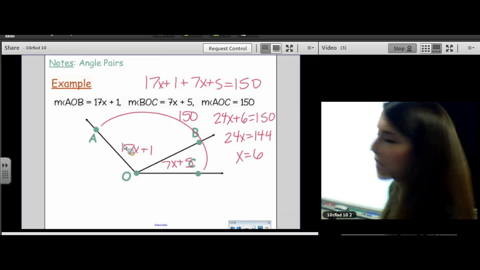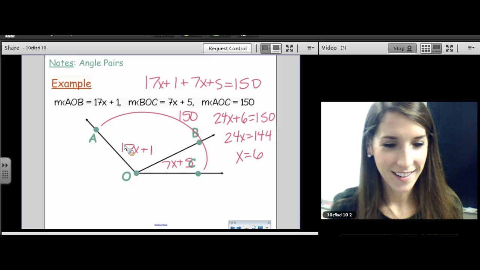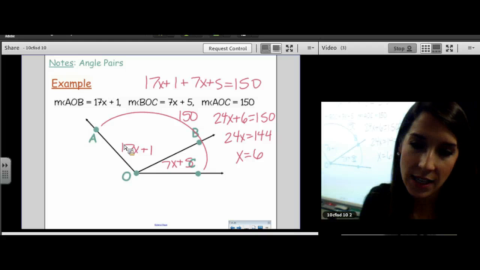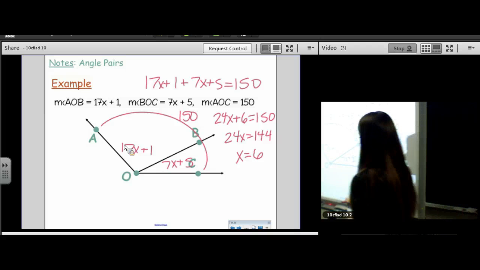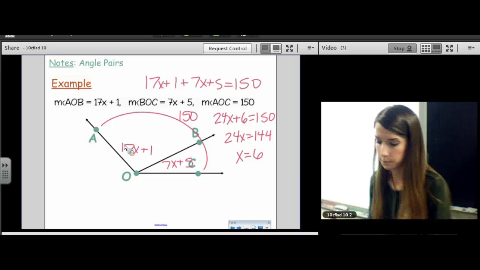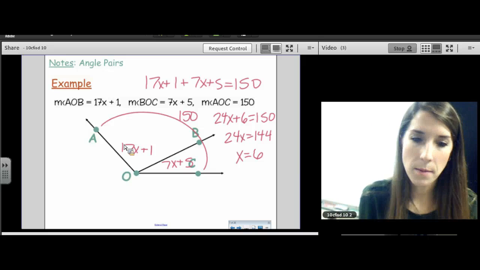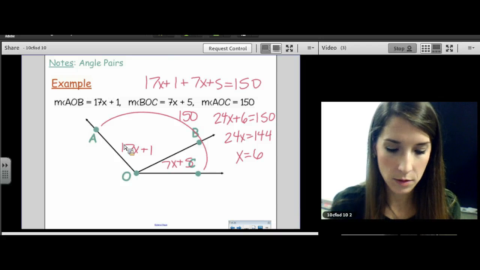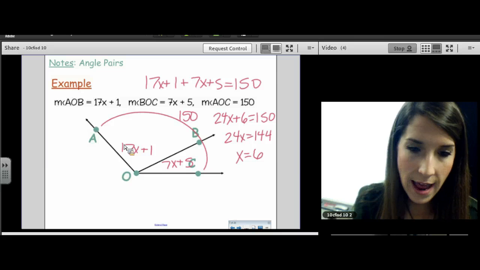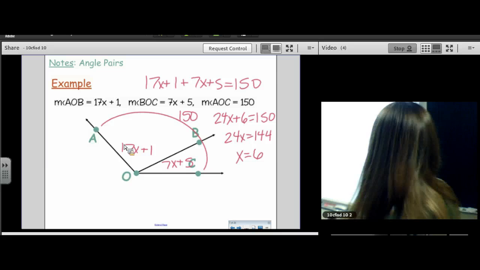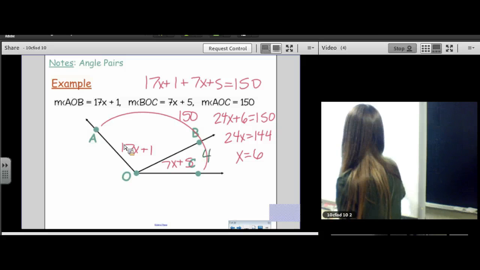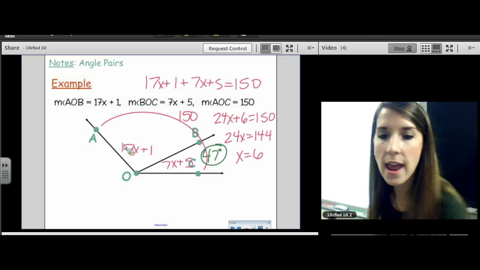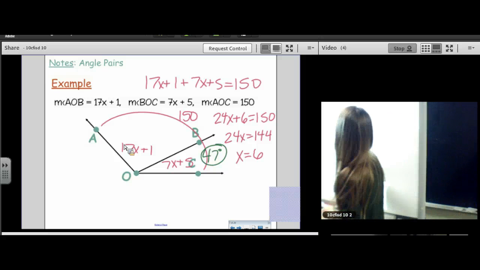It didn't even ask us to find anything, did it? Okay, well, let's find the missing angle measures. So x equals 6, and let's plug it back in to find the missing angle measures. Ganesh, tell me what AOB equals, and Graham, tell me what BOC equals. Okay, Graham, for BOC, you got 47? So it's a 47-degree angle. And good, Ganesh, for AOB we have 103.